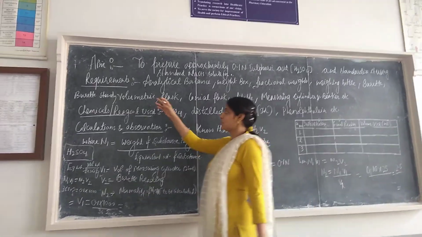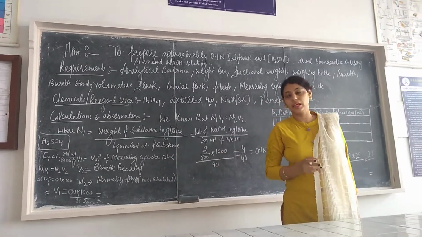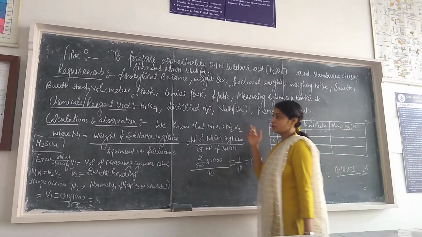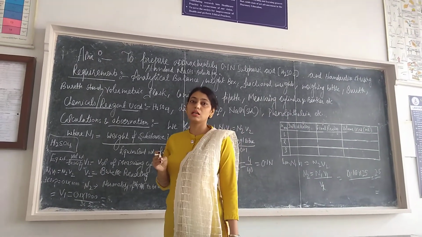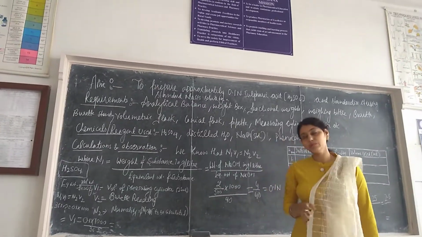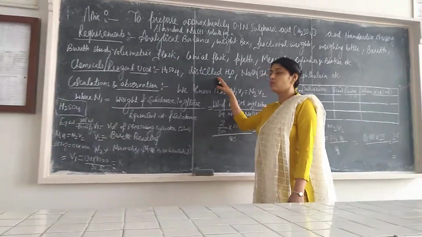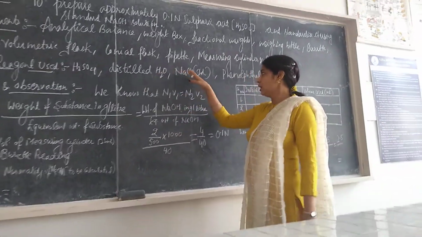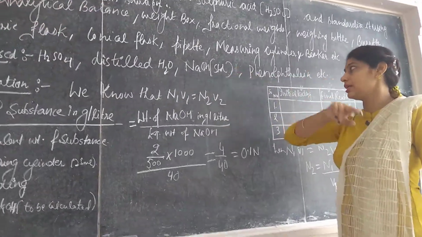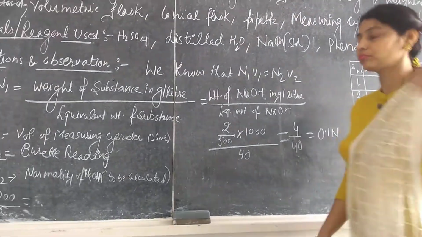And there are some requirements. We need an analytical balance or electronic balance for weighing. We need a weighing bottle or watch glass, burette stand, volumetric flask, conical flask, pipettes, measuring cylinders and beakers, etc. For this practical, we particularly need chemicals like sulfuric acid, distilled water for making up the volume, NaOH which is already standardized using oxalic acid, and phenolphthalein which is used as an indicator.